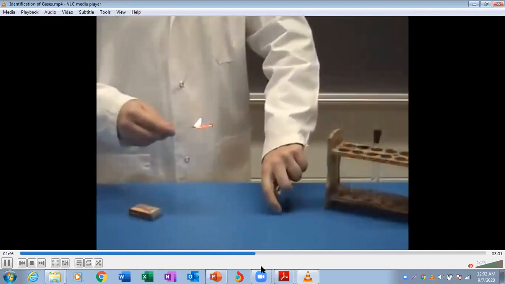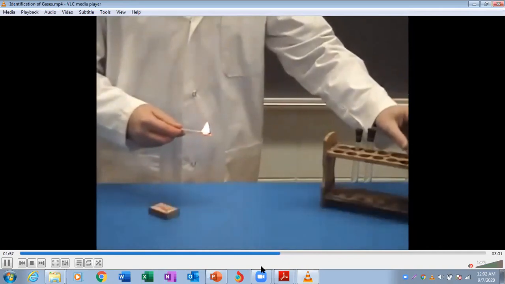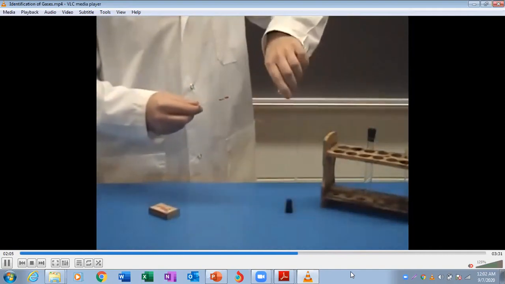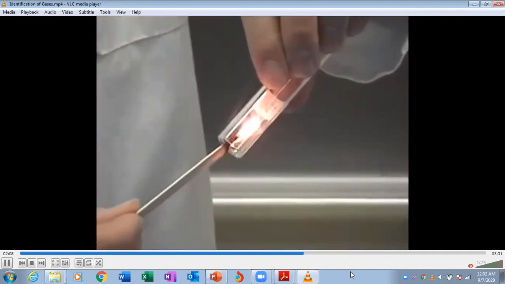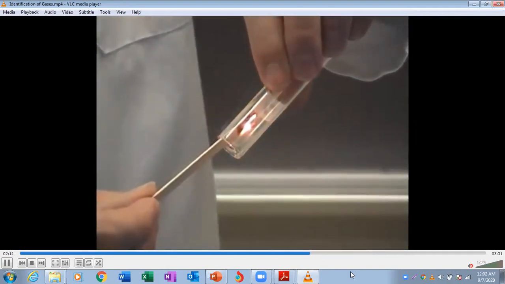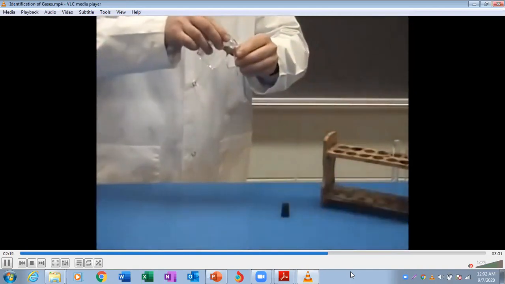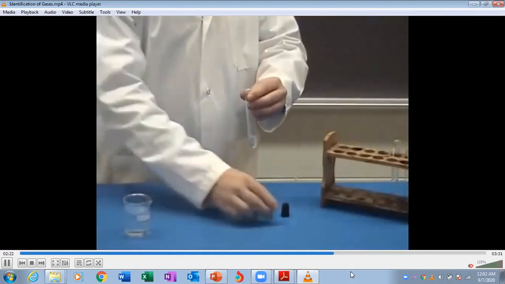Okay, look here, test number 1, we lit the splint. The person is going to bring the splint close, and what will happen? The splint re-glows. Look here, he had put out the splint. Now he is bringing the splint close, and what happened? Look inside again, the flame has come back. This is the indication that this is oxygen, because oxygen helps in burning.